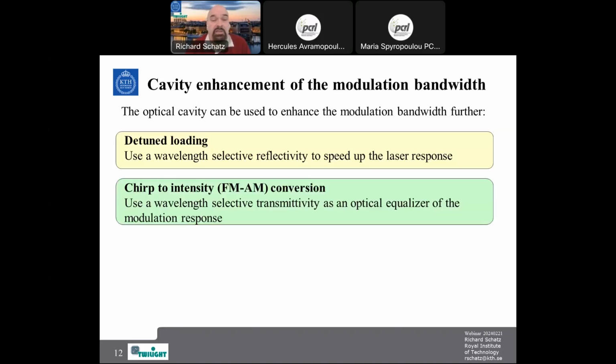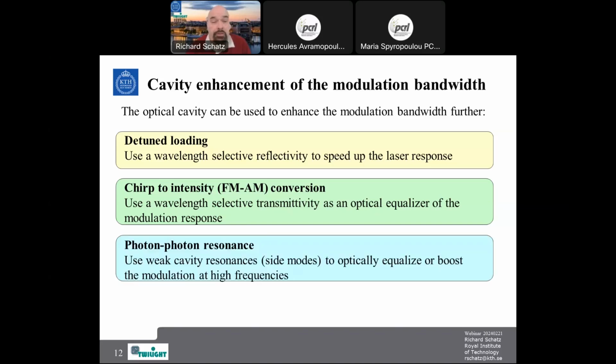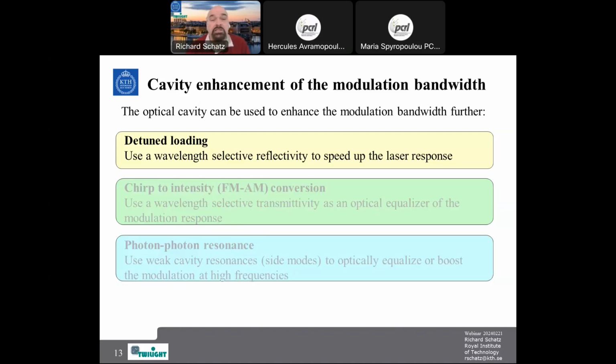And then it's chirp-to-intensity conversion. In fact, the FM response of a laser has a higher bandwidth than the AM response. So by converting FM to AM within your laser, you can in fact improve the bandwidth somewhat. And the third one is photon-photon resonance. Then you use a weak side mode, a weak cavity resonance, to resonantly amplify one of the sidebands of your modulation, and that becomes a sort of optical equalization of your modulation response, which also boosts the modulation bandwidth at high frequencies. So let's start with detuned loading.